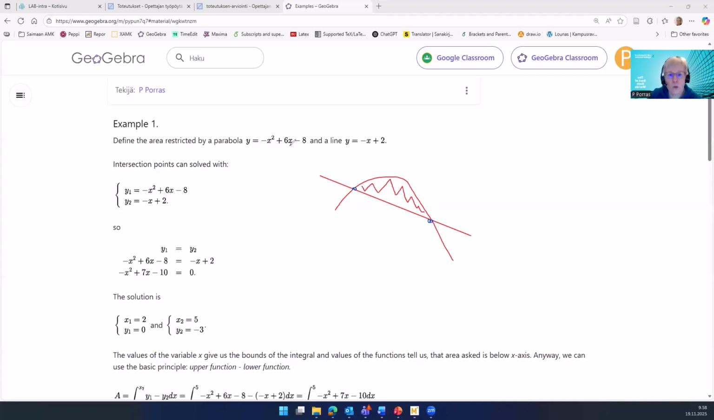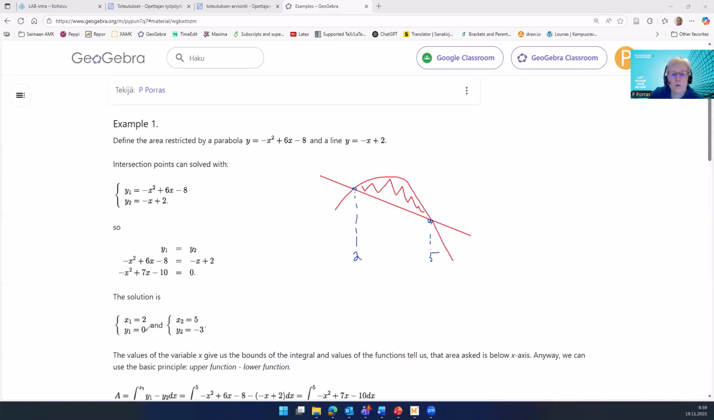That involves, of course, setting both y's equal. So we just put the expressions to be equal. After simplifying, we see it's a normal quadratic equation, which we can solve. And we get two values for x. Either x is 2 or x is 5. So what we know at this point is that this one is at 2 on the x-axis and this is at 5.